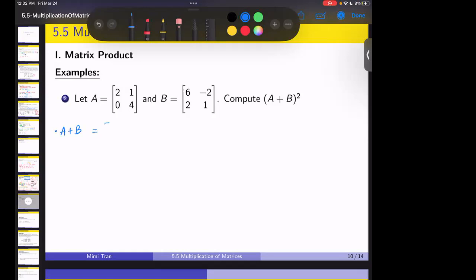A plus B: 2, 1, 0, 4, plus 6, negative 2, 2, 1. 2 plus 6 is 8. 1 plus negative 2 is negative 1. 0 plus 2 is 2. 4 plus 1 is 5.